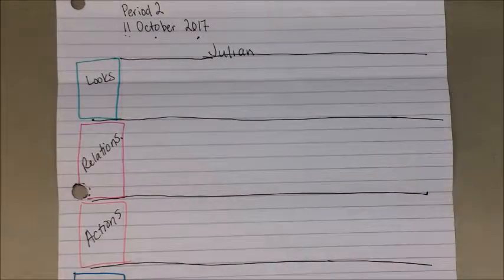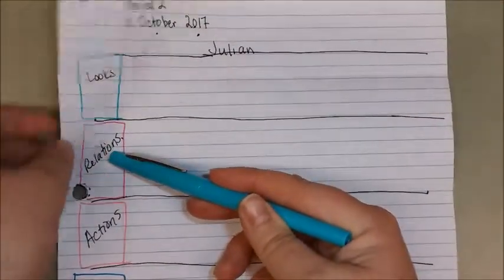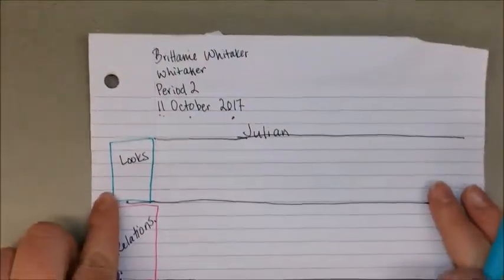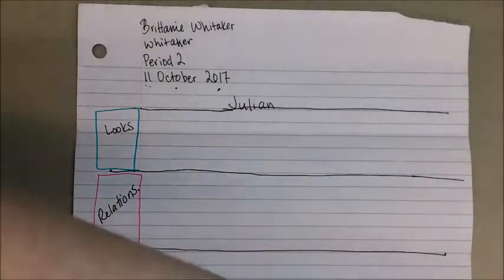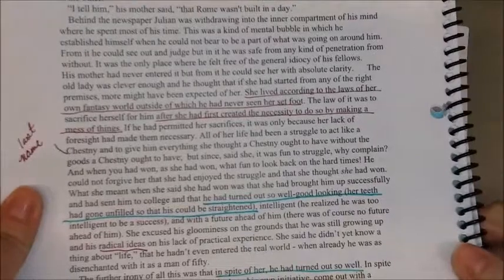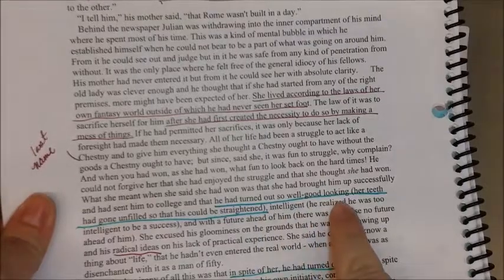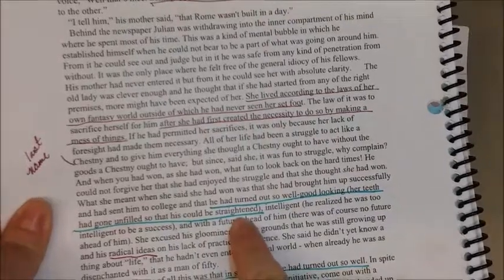All right, so as you can see, you can set up your chart however you want, but this makes the most sense to me. So I have a section for looks, relationships, which I've abbreviated to relations, actions, speech, and thoughts. So what do I know about Julian's looks? Well, for one thing, I know that he is reasonably good looking. It says on page 38 that Julian's mother thinks that he had turned out so well good looking because her teeth had gone unfilled so that his could be straightened.